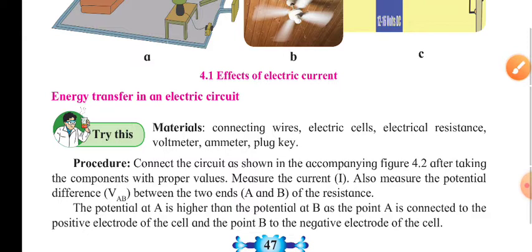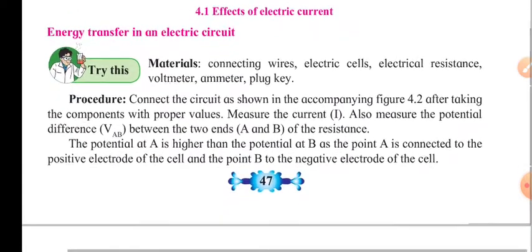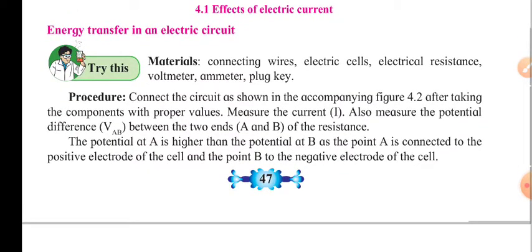Now, talking about the effects of electric current and the various effects we have, before that we will talk about the energy transfer in an electrical circuit, how the energy gets transferred from one point to another point in the electrical circuit. An electrical circuit, as we studied in a previous standard, should be a closed circuit. If it is an open circuit, then it will not work.